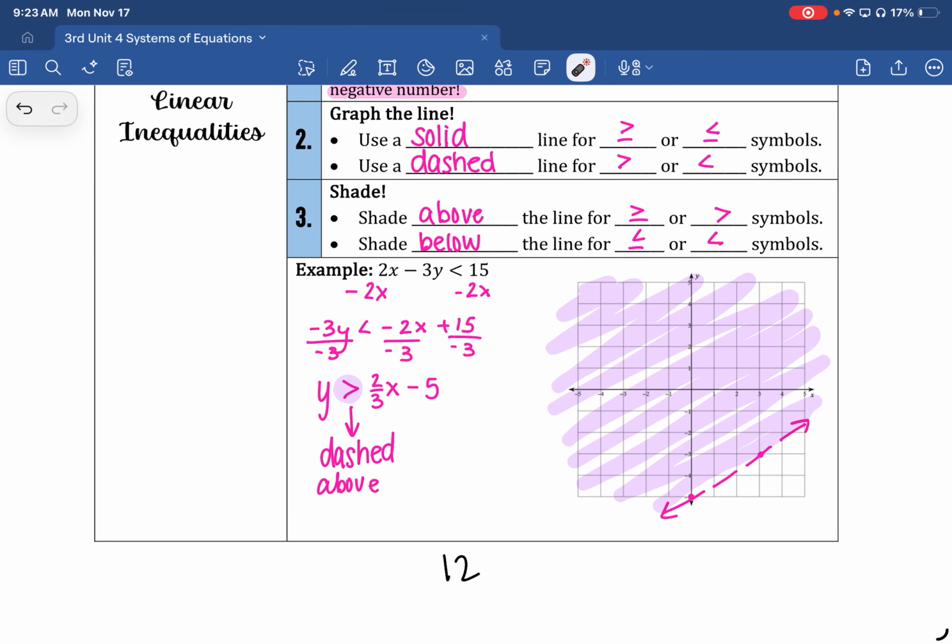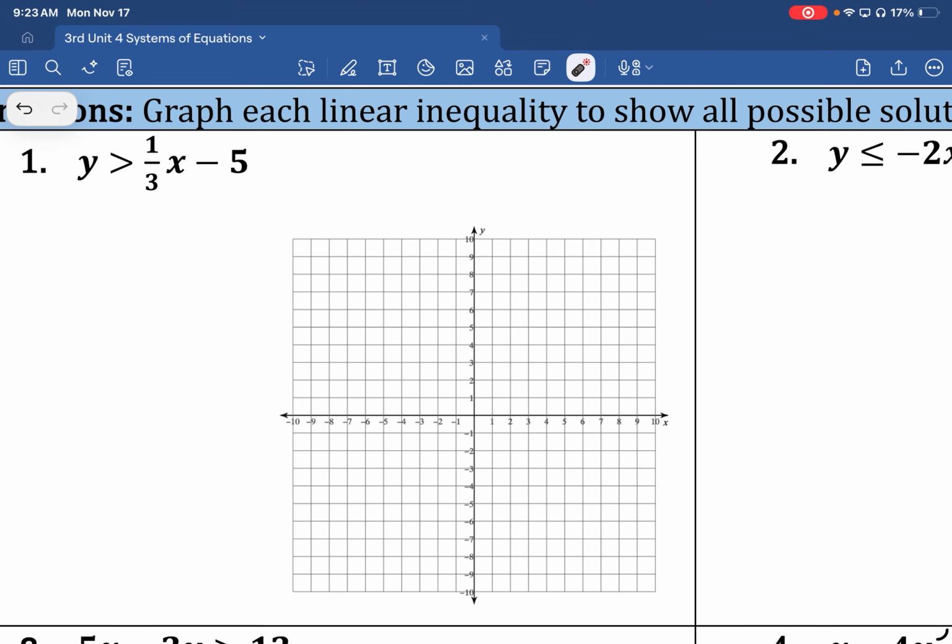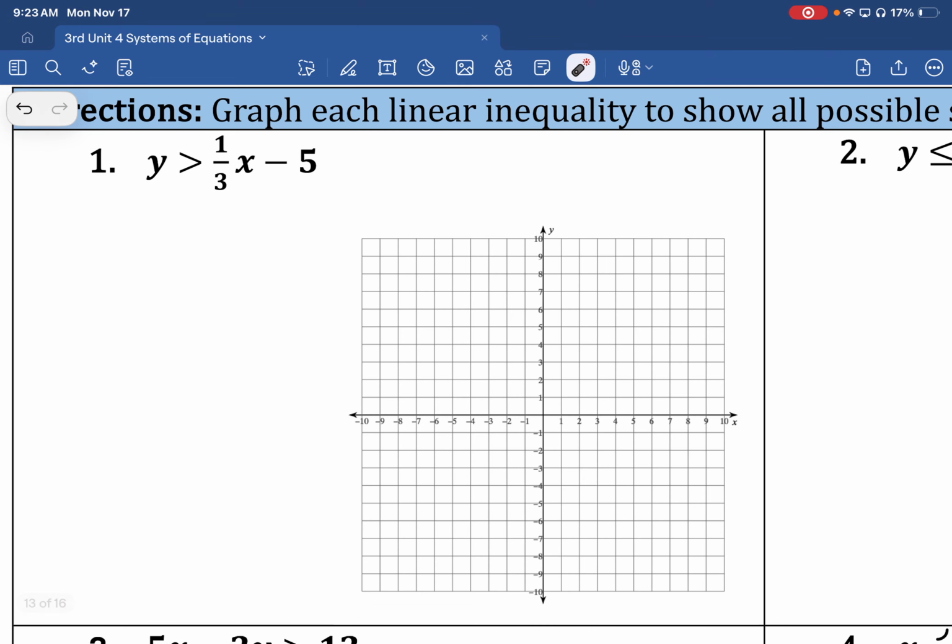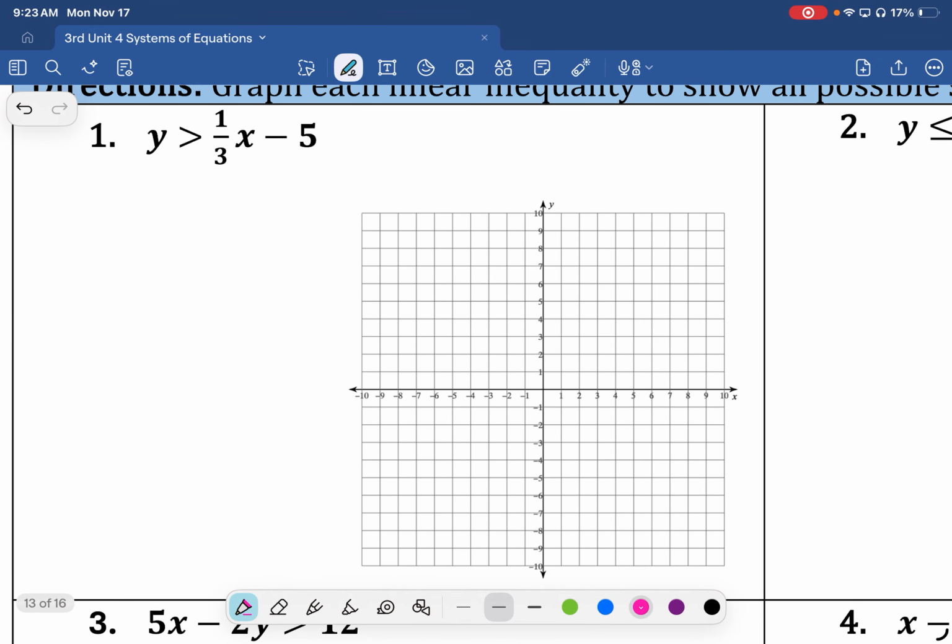So we're going to start with number 1. Okay, for number 1, is that in slope-intercept form? Yes. What is our y-intercept? What is our slope? 1 over to the right 3. Up 1, to the right 1, 2, 3. It will be a dashed line because it is just greater than. So we're going to draw in a dashed line.